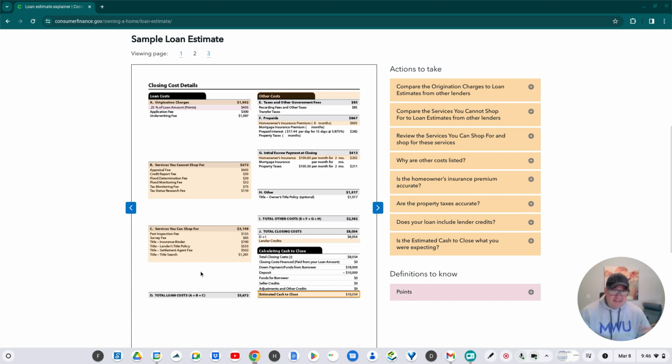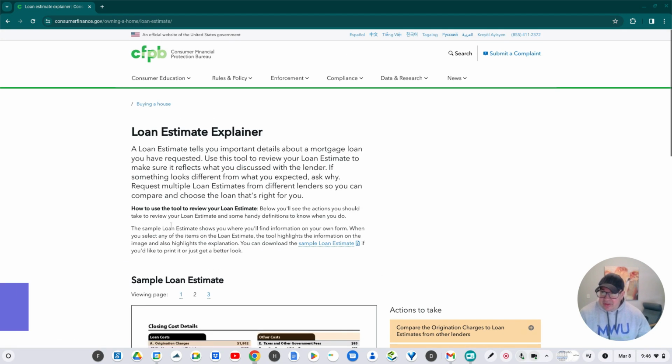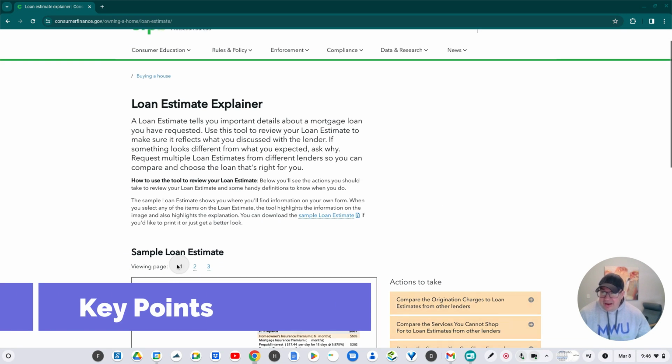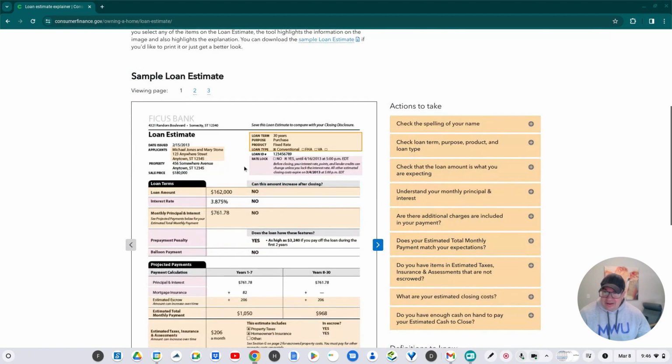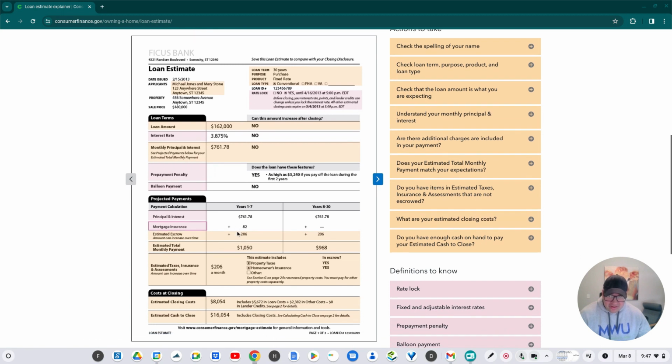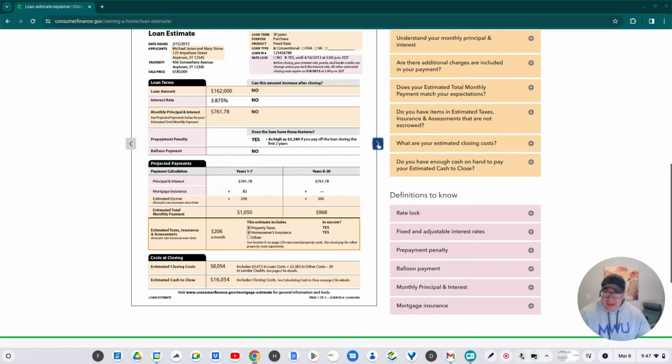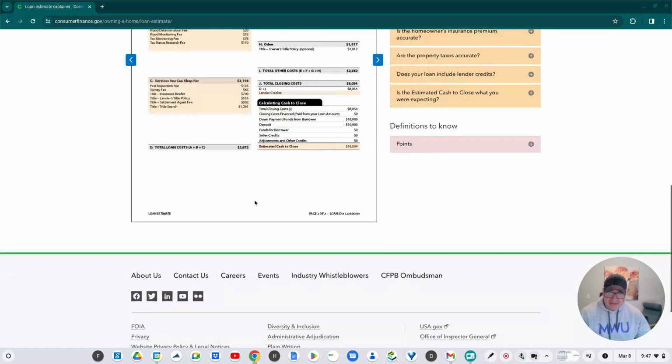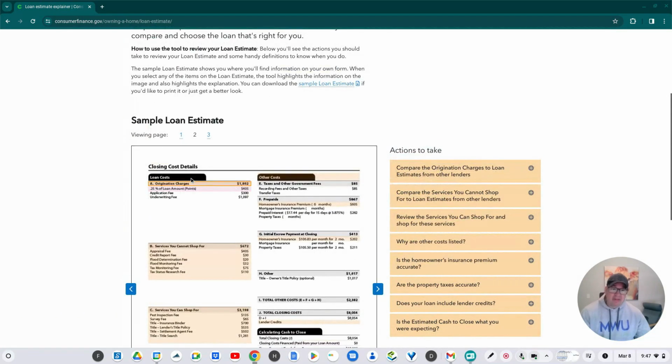So again, to summarize, on page 1: is the rate locked? What is the interest rate? What is the mortgage insurance? And what are Section A fees? Section A fees being by far the most important.